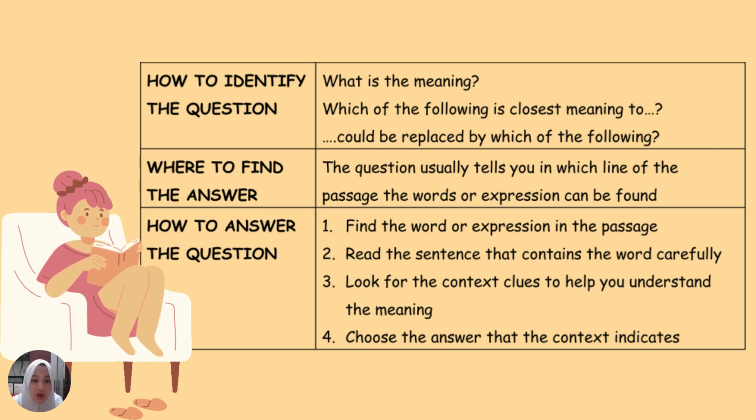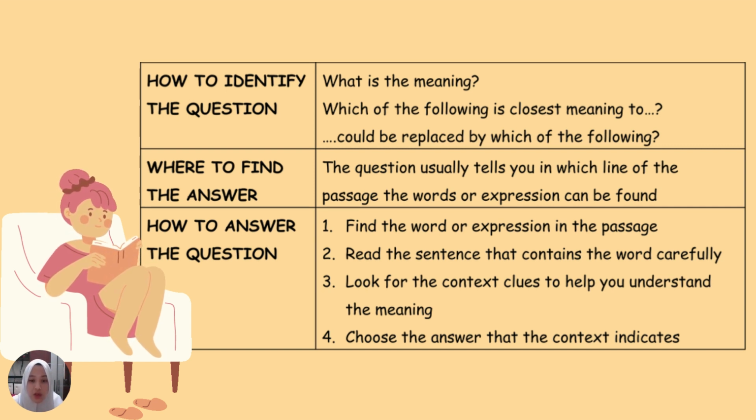The answer usually tells you in which line of the passage the word or expression can be found. So how to answer the question? First, we need to find the word or expression in the passage. Second, read the sentence that contains the word carefully. Third, look for the context clue to help you understand the meaning. And fourth, choose the answer that the context indicates.